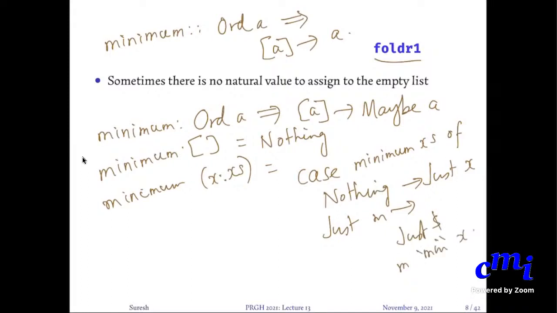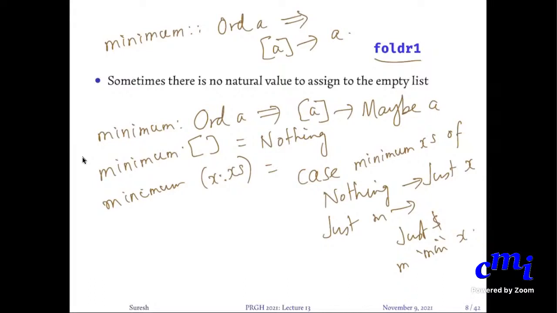Okay, so you will say, I'll recursively do the minimum of the tail, and then if the minimum of the tail is nothing, which means that the tail was empty, then the minimum is just the head of the list, just X. Otherwise, you have to find out the minimum between the minimum of the tail and this, etc. You have to explicitly do this case, etc., etc.